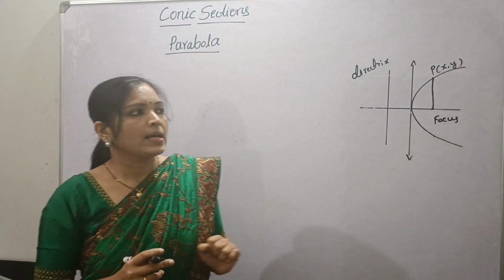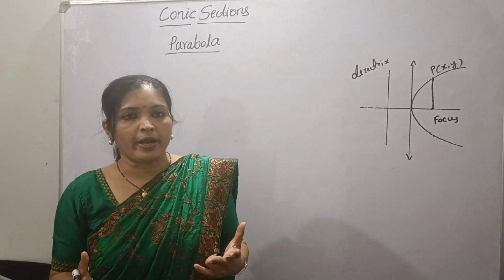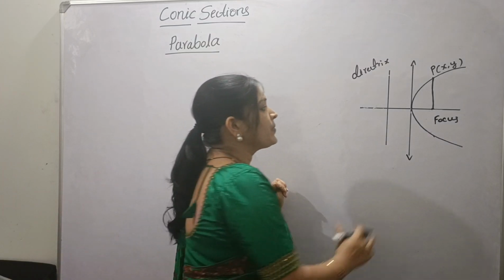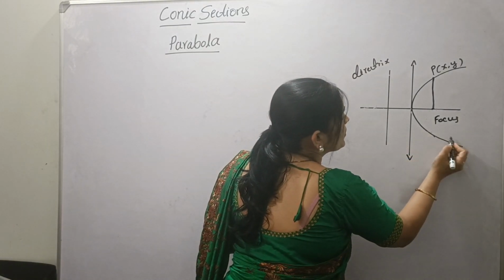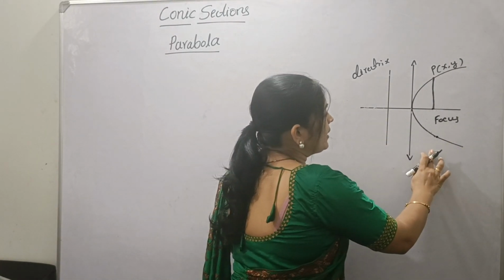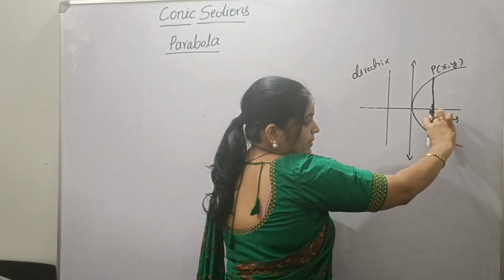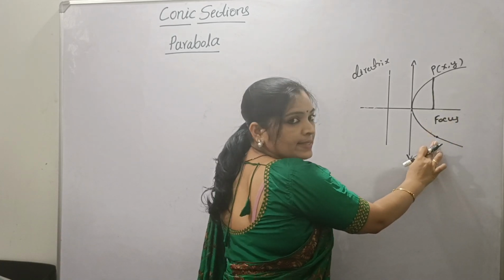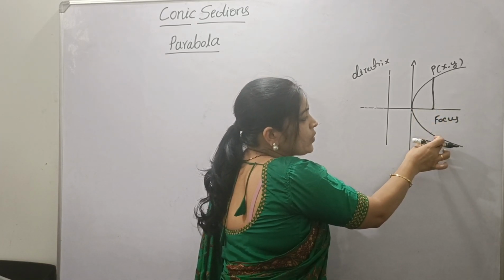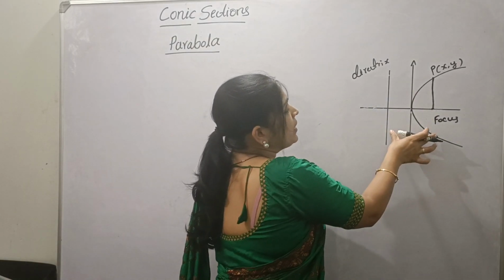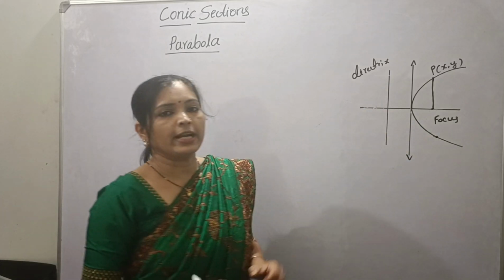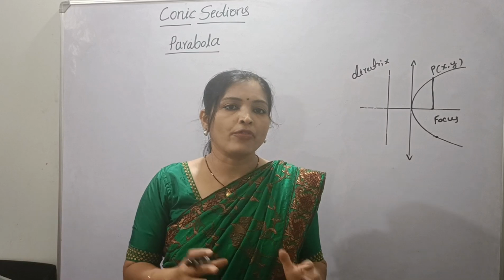That means if you take any point on the parabola, it is equidistant from the fixed line and the fixed point. For example, let us take a point on the parabola, let it be this one. The distance from the focus to this point should be equal to the distance from the point to our fixed line. That is the definition of a parabola.